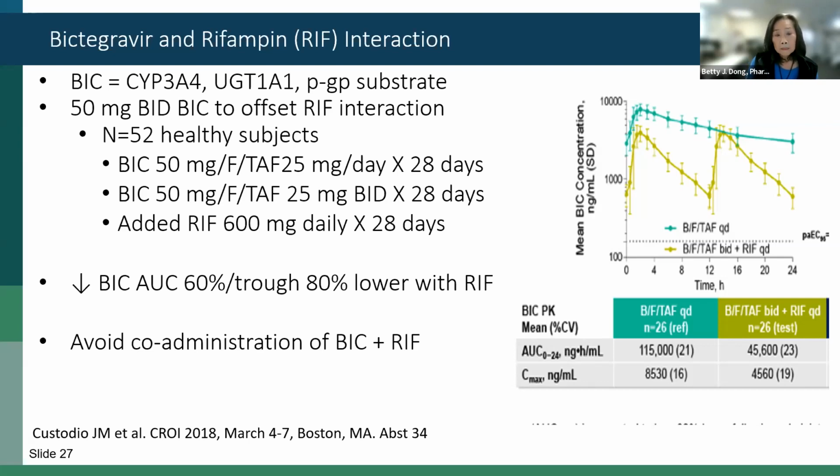But in this study, they did bictegravir F/TAF twice a day for 28 days, and then they added rifampin for another 28 days. In this graph, you can see the daily BIC/TAF in the green line, and then when rifampin was added, you see the yellow line where your levels are much, much lower. Overall, they saw a decrease in bictegravir levels of 60% and decreased trough levels of 80%. And both of these would be below the 95% minimum inhibitory concentrations needed to achieve virologic suppression. So at this time, we would not give bictegravir with rifampin.